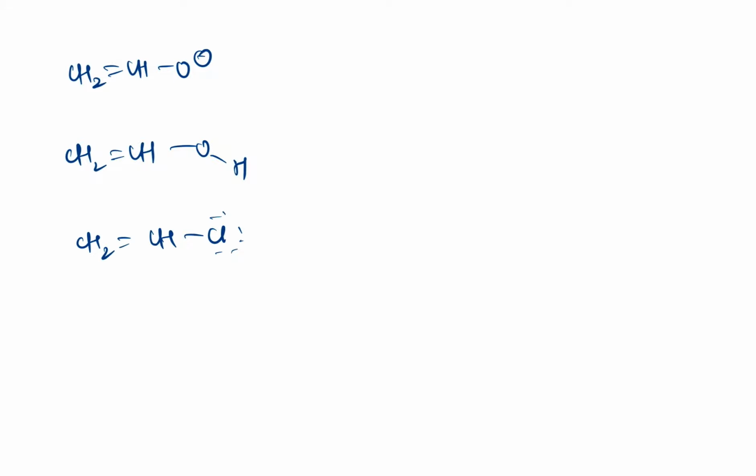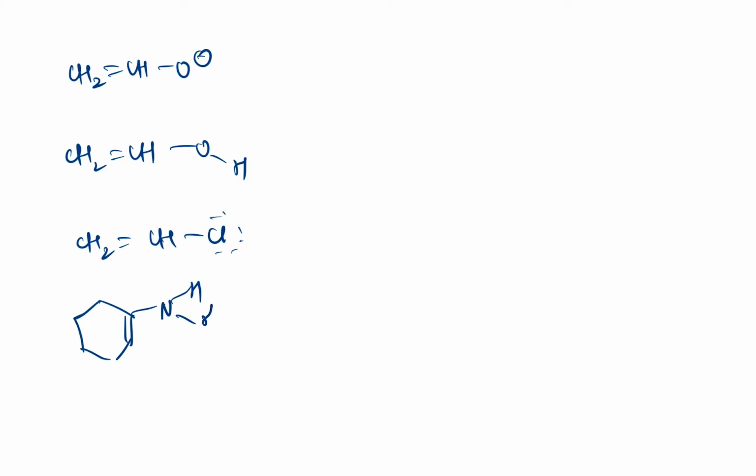And let's take some other examples. As I have told you, there must not necessarily be a negative charge. There could be a lone pair also. Let's see some examples regarding the lone pair when it is present. CH2 double bond CH and O negative. CH2 double bond CH and OH. CH2 double bond CH and Cl free radical.